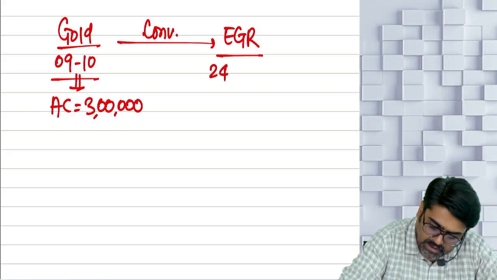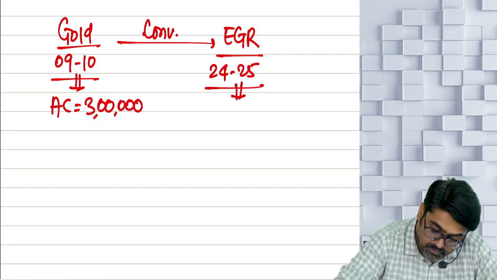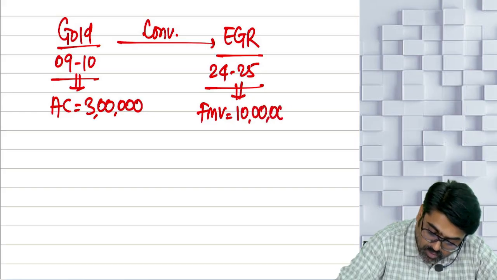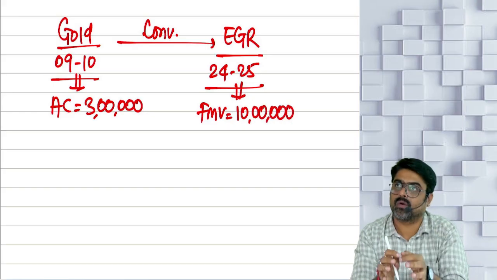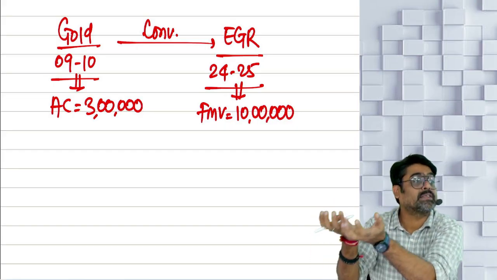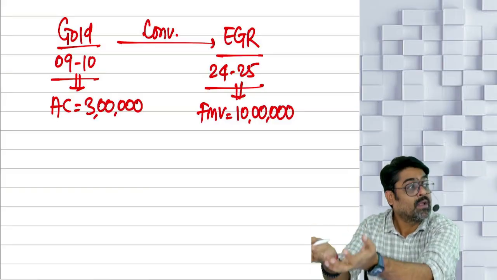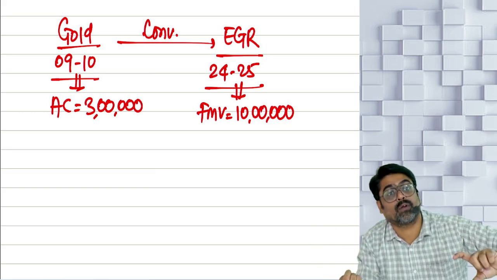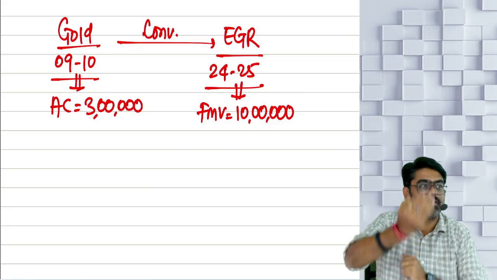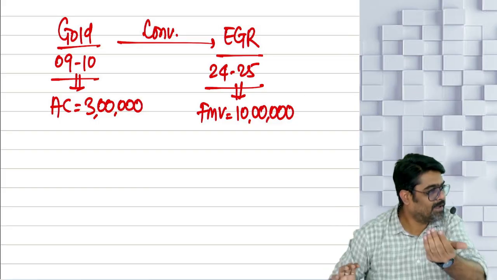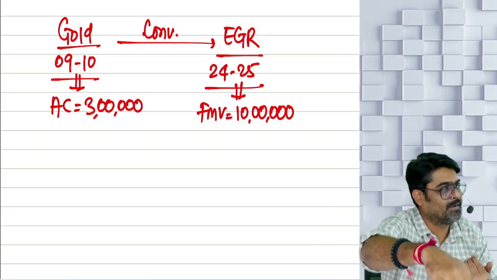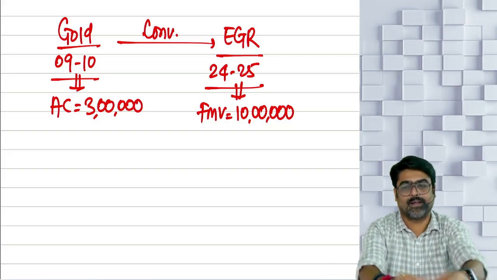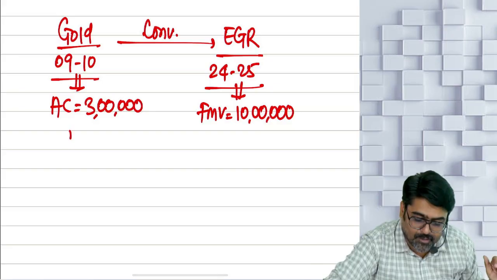For example, it was converted last year, 24-25, when the value of gold was 10 lakhs. So when the value of the gold was 10 lakh, at that time you gave that gold to that depository, and against that gold whose value was 10 lakh, you will get EGR whose value is 10 lakh. So now your 10 lakh worth of gold is getting converted into 10 lakh worth of EGR. One asset going, another asset coming. Gold is going, EGR is coming. How much worth of gold is going? 3 lakh. How much worth of EGR coming? 7 lakh rupees of gain.